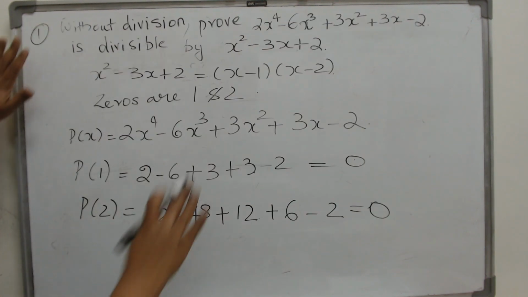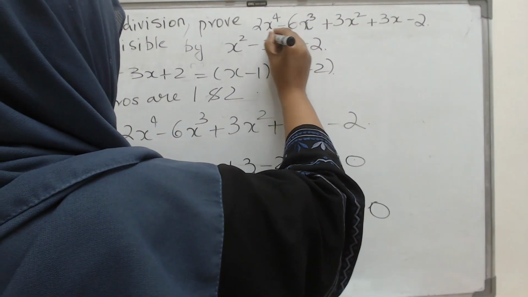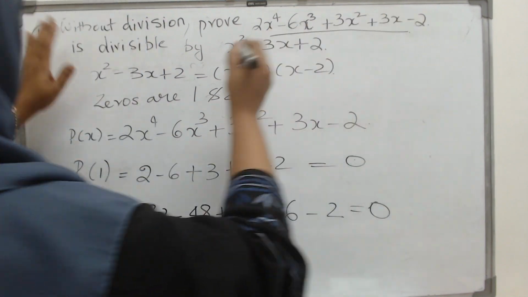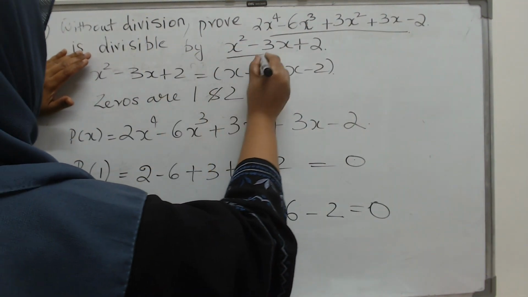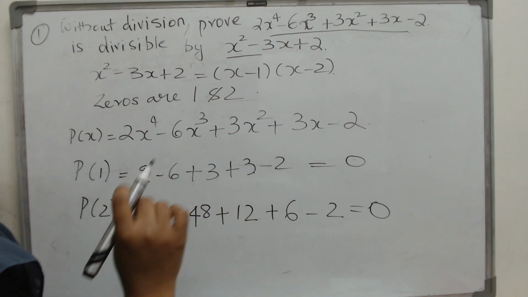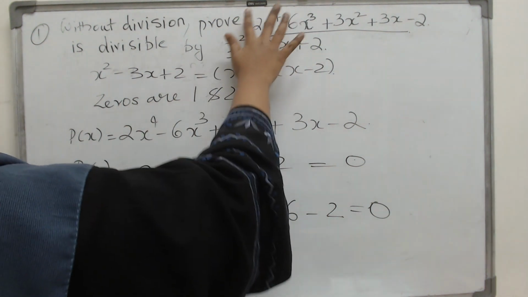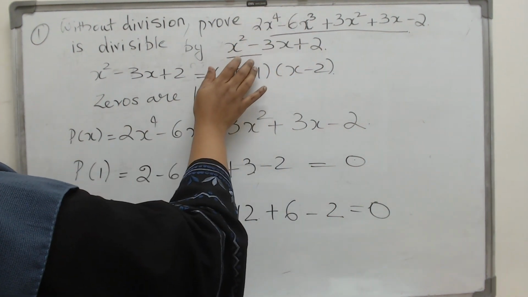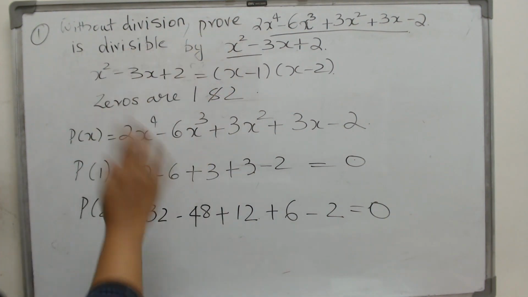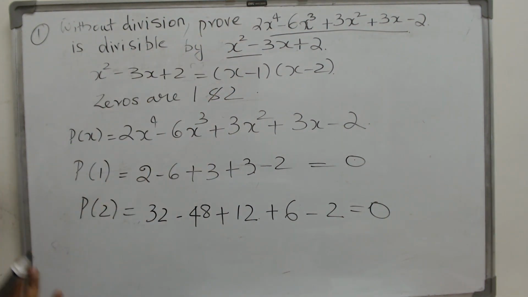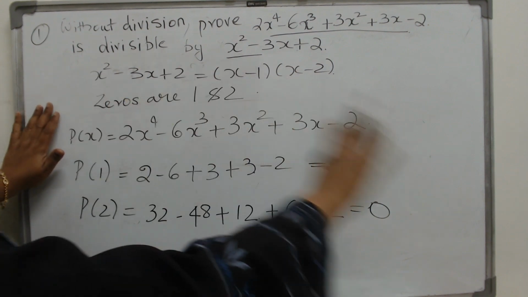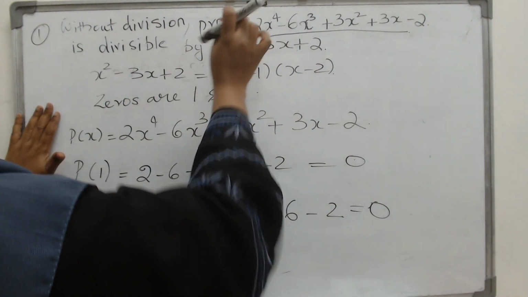Now what do we have here? We have a big polynomial there, your dividend. And what is your divisor? It is a smaller polynomial of degree 2. Your dividend has degree 4. Your divisor has a degree 2. Now you have to show, even without dividing, do not start dividing, show that this is a factor.